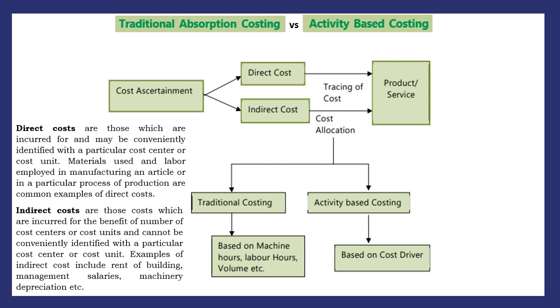So when it comes to cost calculation, there is no issue with the direct cost calculation. Direct cost can be easily, directly traced with the product, so it is easy to calculate the direct cost of the product. The issue is only with the indirect cost, which is also called overheads. So how to calculate the indirect cost of a product, how to ascertain the overhead cost of a product?